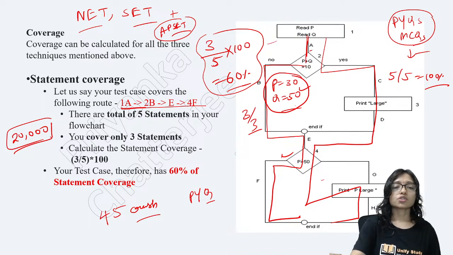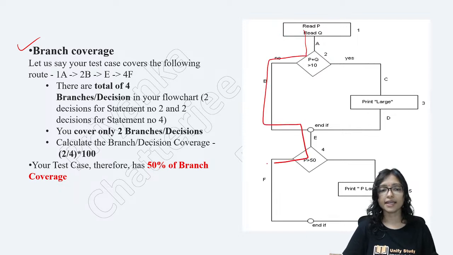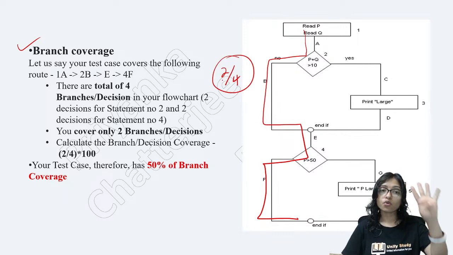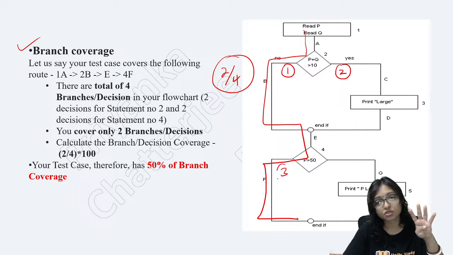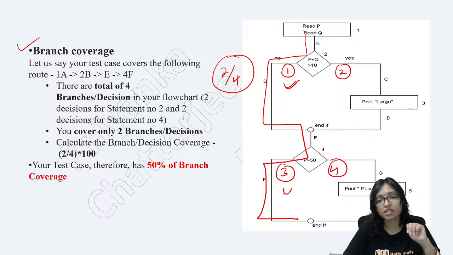Yes. So now here it is branch coverage. Branch coverage means when I am covering only this path, then what is my branch coverage? Then my branch coverage is 2 by 4, because a total of 4 branches are there. This is one branch, this is another branch, this is one branch, this is another branch. Out of 4 you are covering 2 branches, this branch and this branch. That's why here branch coverage is 2 by 4, that is 50%.